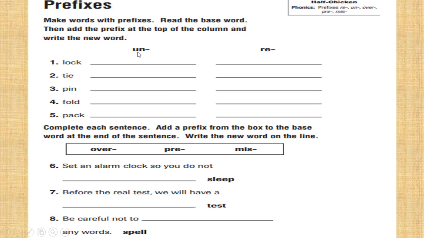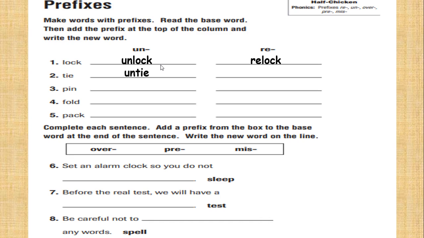Now we have to add the prefix un to the base word lock, also re. So I will do the first one, unlock. Again, it goes at the beginning of the base word. Unlock, it means, for example, unlock the door to open it or to remove the lock. Relock, it means to lock it again.